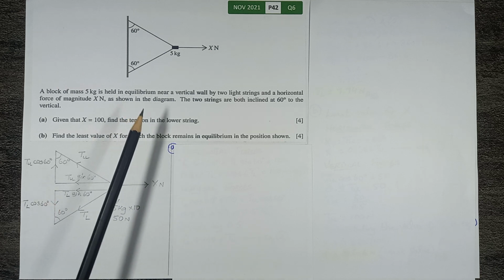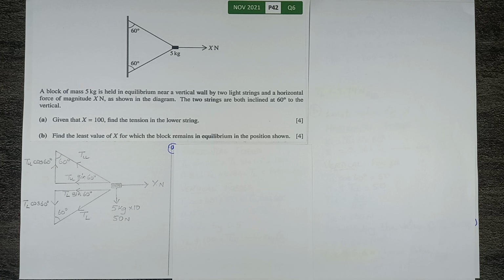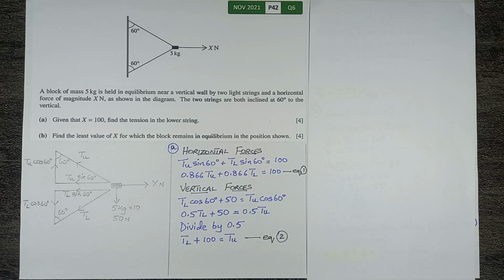Because the condition is an equilibrium condition, that means the opposite forces are equal for both horizontal and vertical. So we would work out for both horizontal and vertical. First of all, if we just look at the horizontal forces and look at the diagram, we can see that we have two forces over here, horizontal forces which are pointing to the left, and x Newton is a force, again a horizontal force pointing to the right. So the sum of these two, Tu sine 60 plus TL sine 60, as I have mentioned over here, would be equal to x, but x given in the A part is 100, so it would be equal to 100.